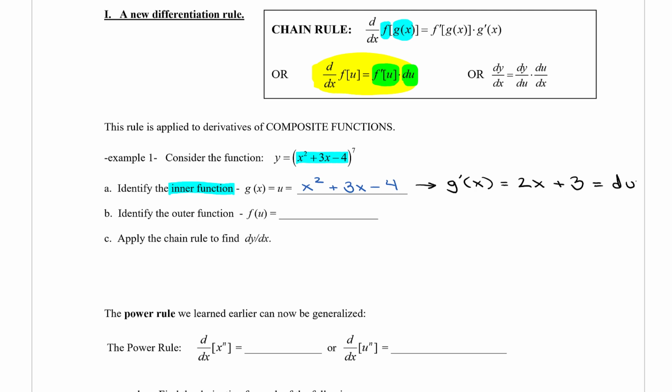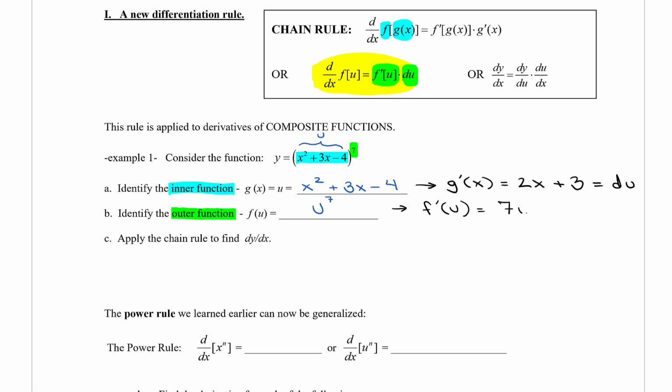B, identify the outer function f of u. So if we were to go back to our function, first let me highlight in green the words outer function. Looking at our original function, notice that everything that is inside the parentheses is being raised to the 7th power, and I have highlighted the 7th power in green as well, so that you can start to see what the outer function is here. Everything that's inside the parentheses, I'm going to label that as u. So I'm just going to substitute a u in place of the x squared plus 3x minus 4. So that's going to give us u raised to the 7th power. So f of u is equal to u to the 7th. I'm going to draw an arrow pointing to the right from the outer function and write f prime of u is equal to 7u raised to the 6th power.